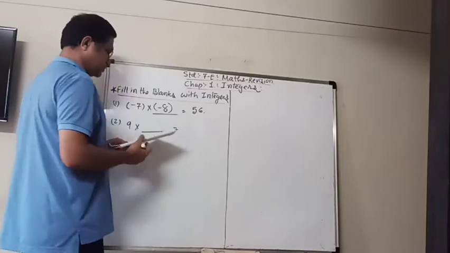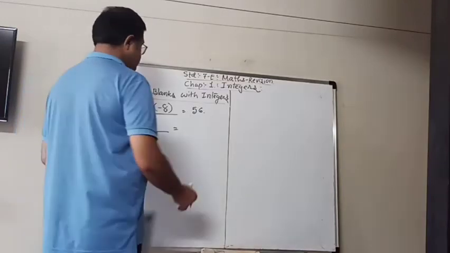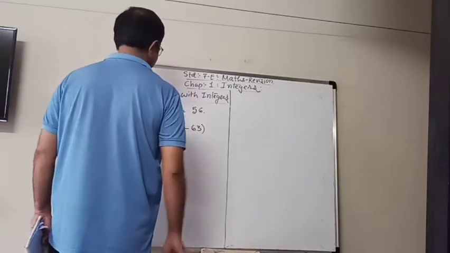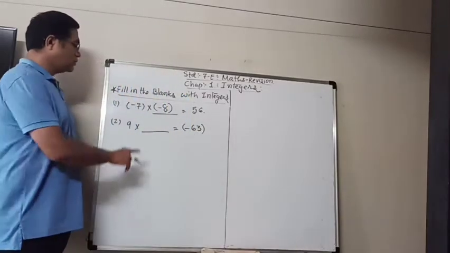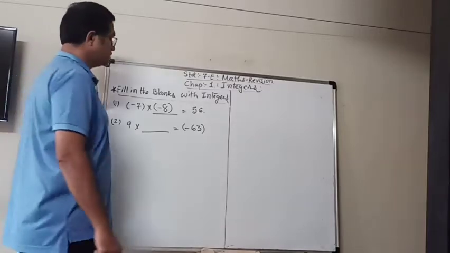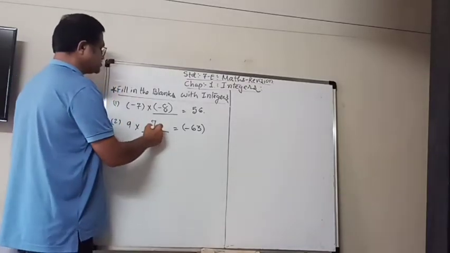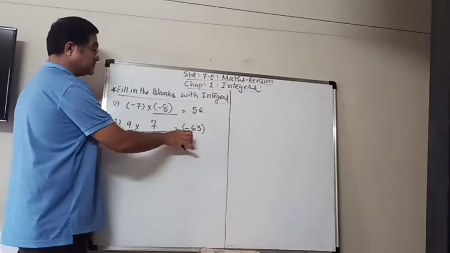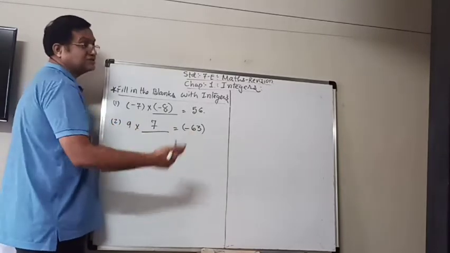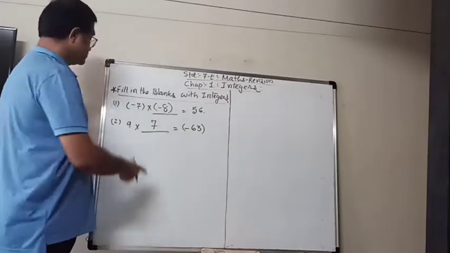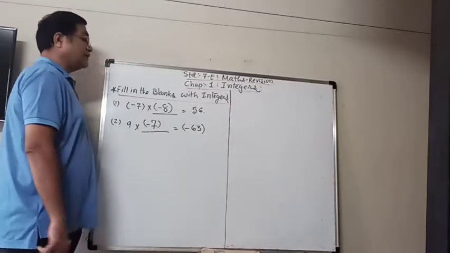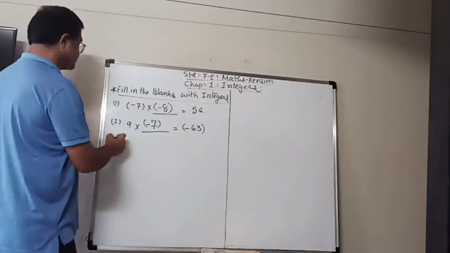Second one, 9 multiplied by blank is equal to -63. Now if you know the table of 9, 9 sevens are 63. But 63 has a negative sign. It means that one of them must have a negative sign. 9 is already positive. So the answer will be -7.